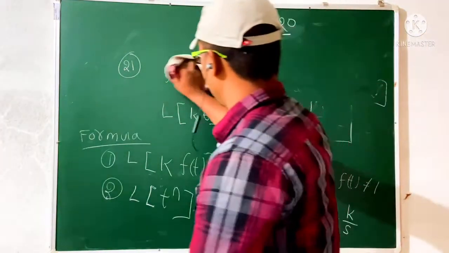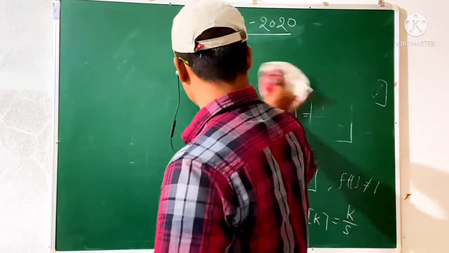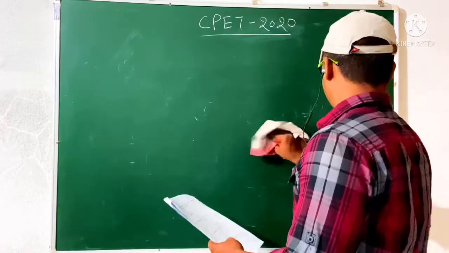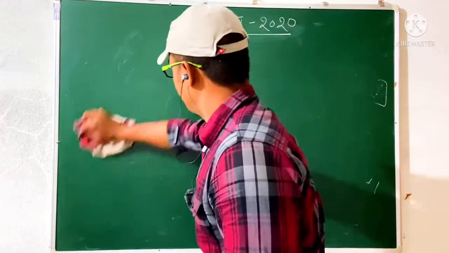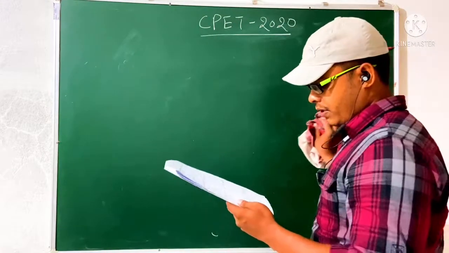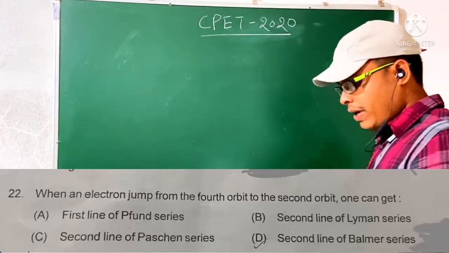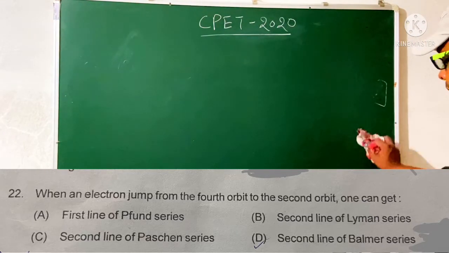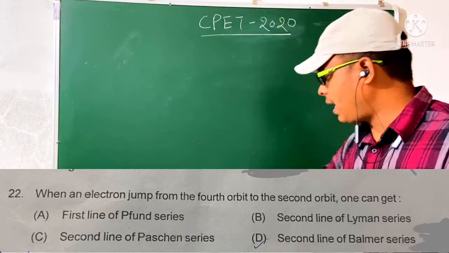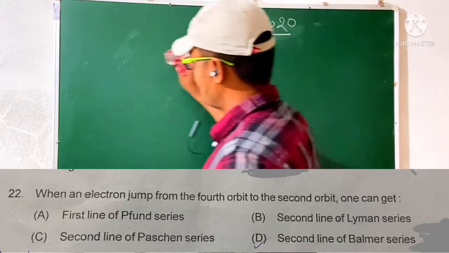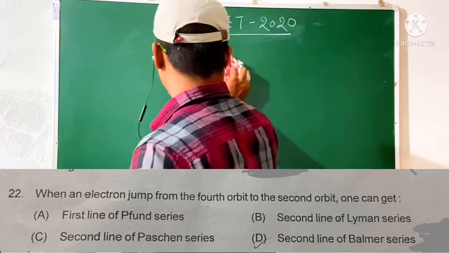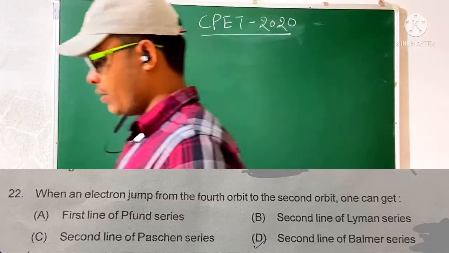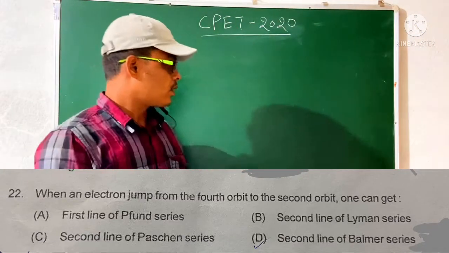Okay, so next we will go to question number 22. So what is question number 22? Okay, so question number 22 is given to you. When an electron jumps from the fourth orbit to the second orbit, one can get which series? Lyman, Balmer, Paschen, or Pfund. So these are the series that are obtained. So this is your CPET question, and this is your atomic physics question.